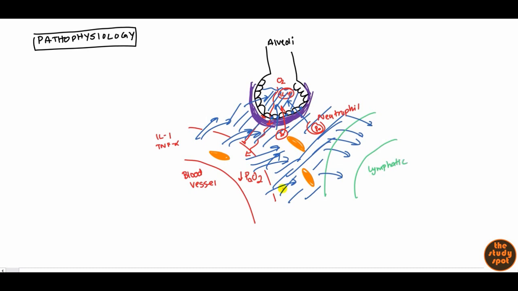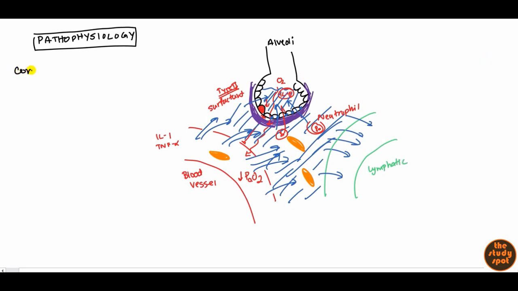And finally, what also occurs is some of these cells here are type 2 cells. And type 2 cells release surfactant. And so when you get damage to these cells, there's going to be a decrease in the amount of surfactant, and that can lead to alveolar collapse, especially on exhalation.